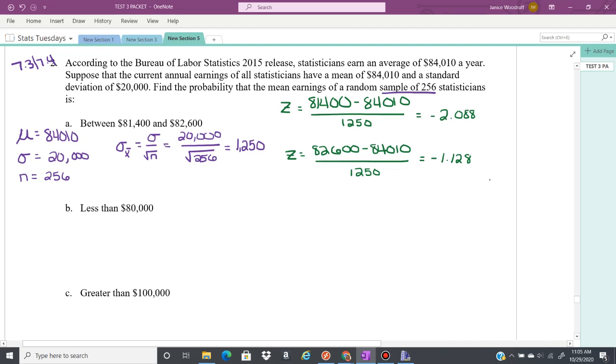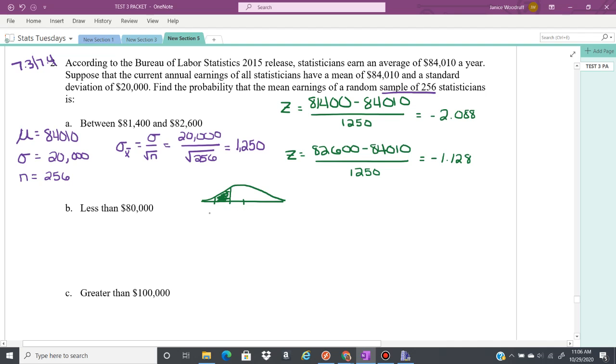All right, which means if I put this on a standard normal curve, I'll draw a little curve over here. Here's 0, which means negative 1 is probably about right here, and then negative 2 maybe right here. So I'm looking for this little area in here.